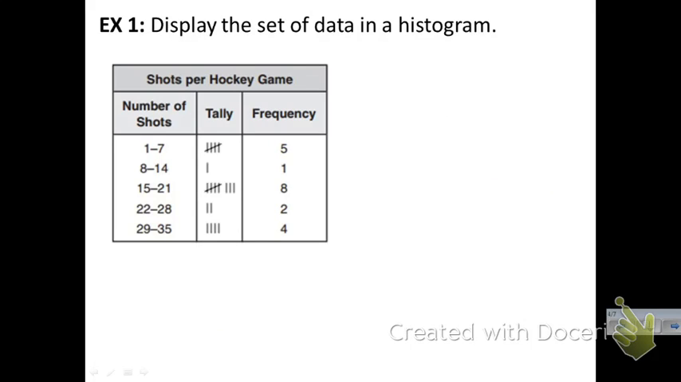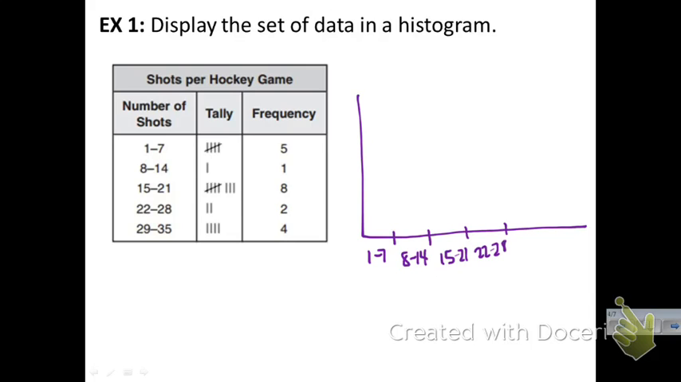So we're going to display this in a histogram. We're going to go ahead and construct one. You want to break up the bottom using the intervals. So our first one's from 1 to 7. Our second one is from 8 to 14. Our third one is from 15 to 21. The next one is 22 to 28. And our last one is from 29 to 35. It looks like our highest number is 8, so I'm going to go by ones.